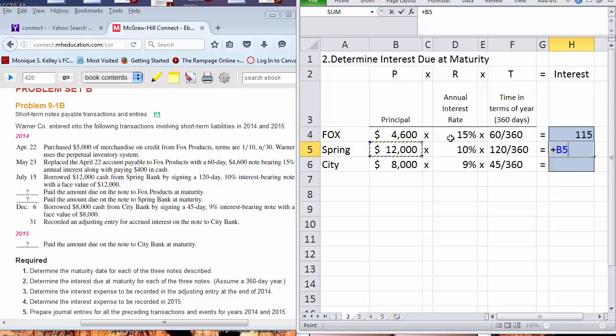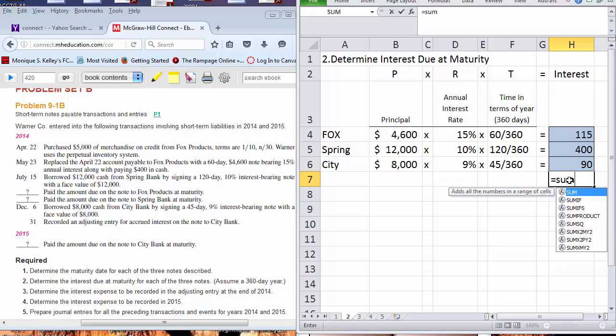We'll do the next one: 12,000 times the 10% times 120 divided by 360. We get 400. And then finally we'll take the 8,000 times the 9% times 45 divided by 360, and we should get $90 for the interest. So the grand total, if we add up the sum of these three, is 605.